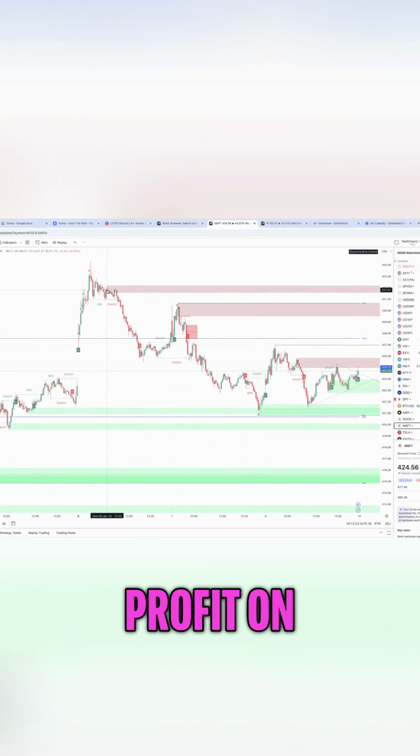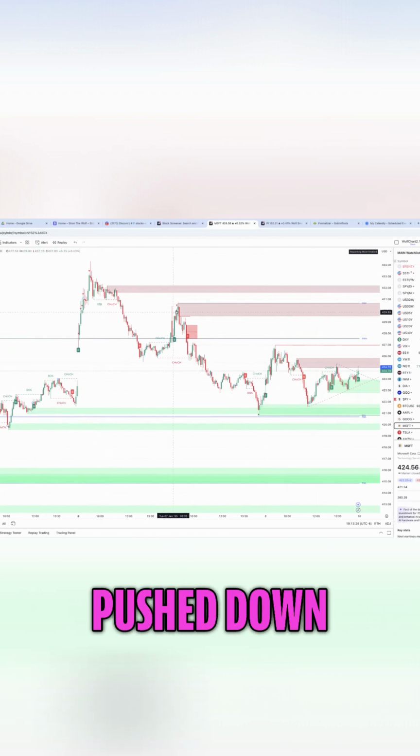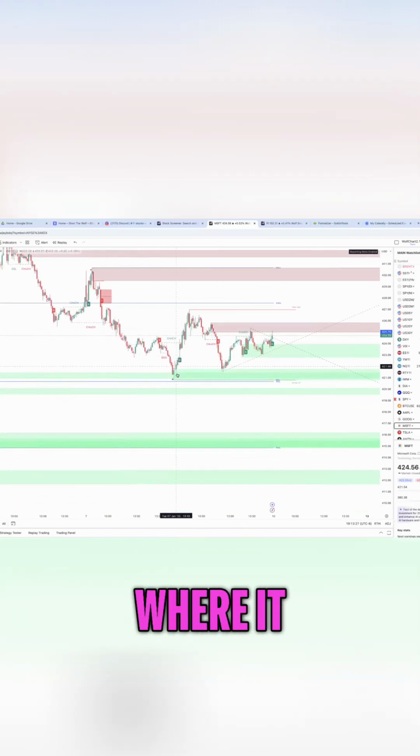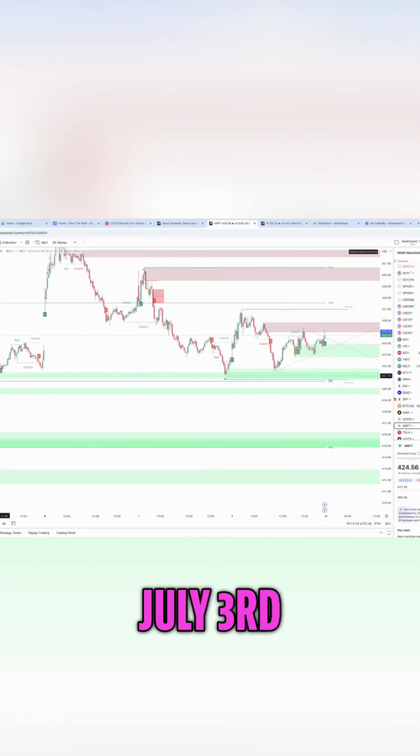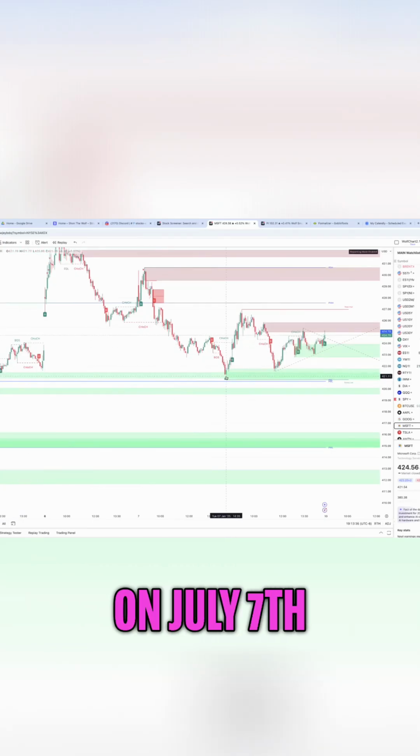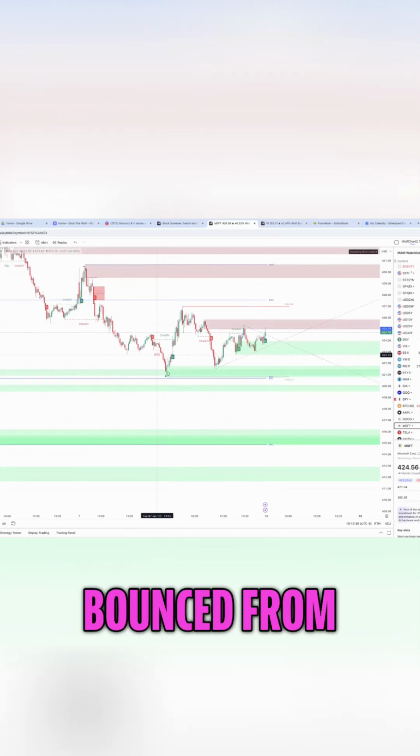They decided to take profit on Microsoft, but when it pushed down, they took profit again, and look where it came and stopped at. They bought it here on July 3rd. This is the 5 minute time frame. They bought it on July 3rd. And then when it came back down here on July 7th, 2 days later, look where Microsoft bounced from.